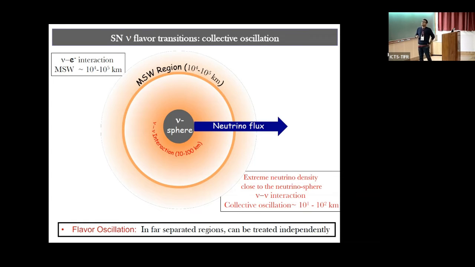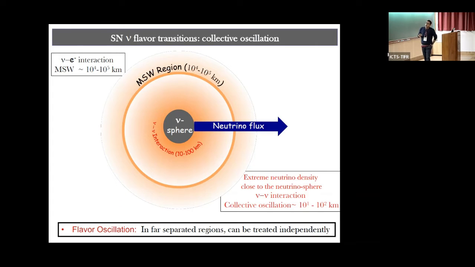And this interaction gives something which is known as collective oscillation. What happens because of these large neutrino densities is that neutrinos and antineutrinos of different energies somehow couple and collectively change their flavor. This was pointed out close to two decades ago, and people have been actively studying these collective oscillations.